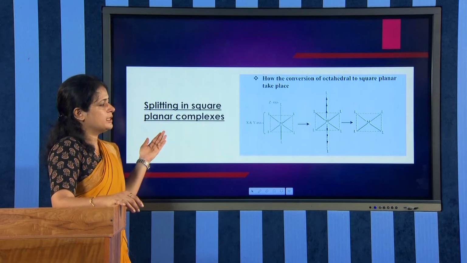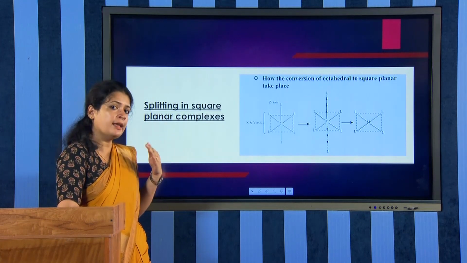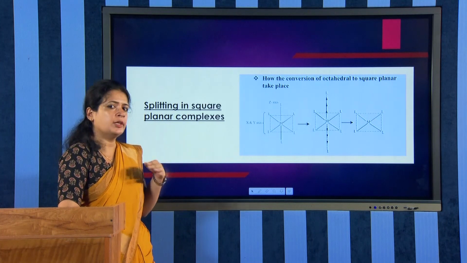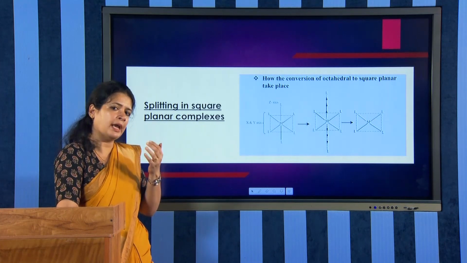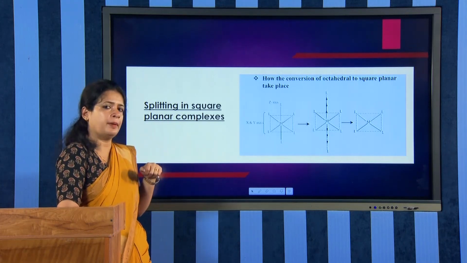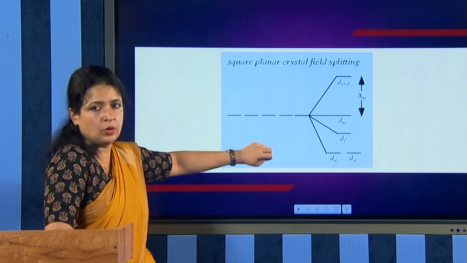And from this, why I am discussing how we arrive at the geometry of a square planar complex is that you can actually find out which orbitals will have lower or which orbitals will have higher energy in the square planar complex. See the situation, we have 5 d orbitals.